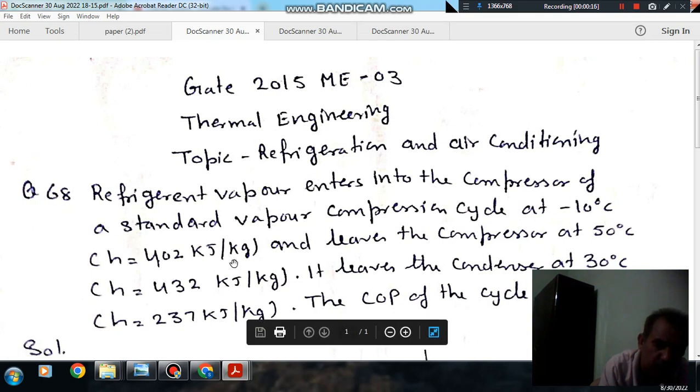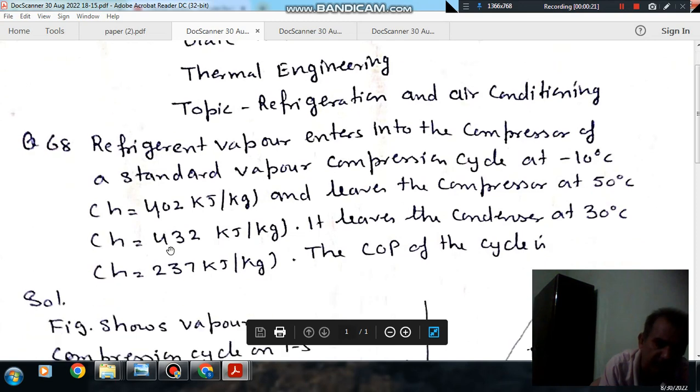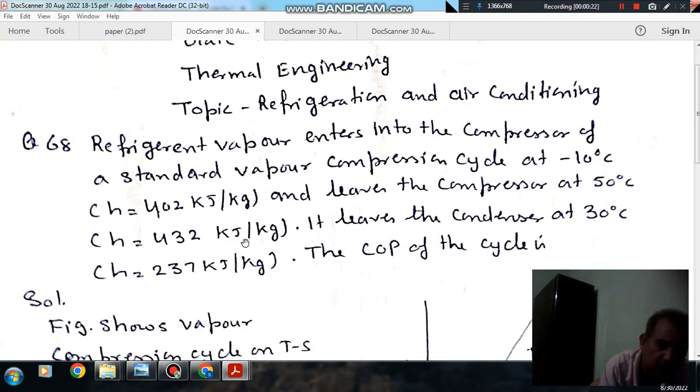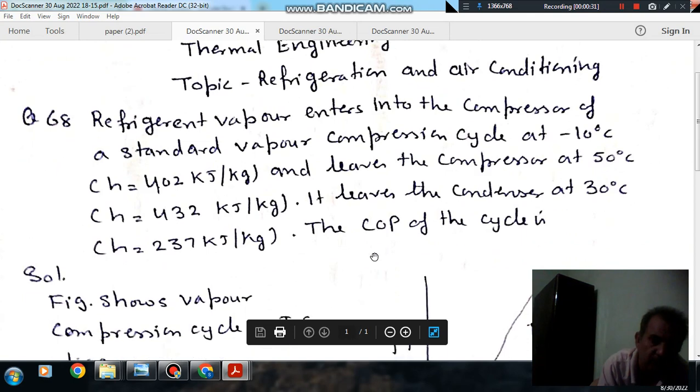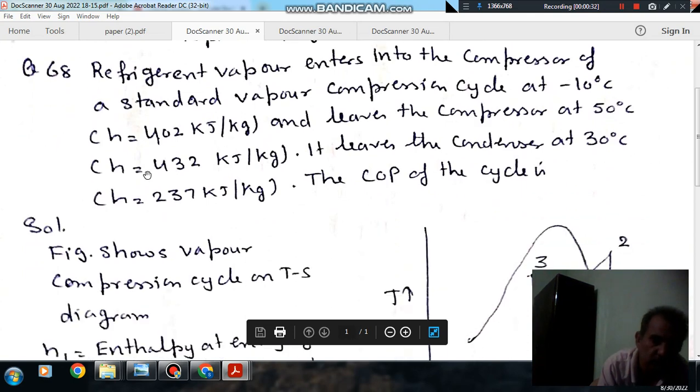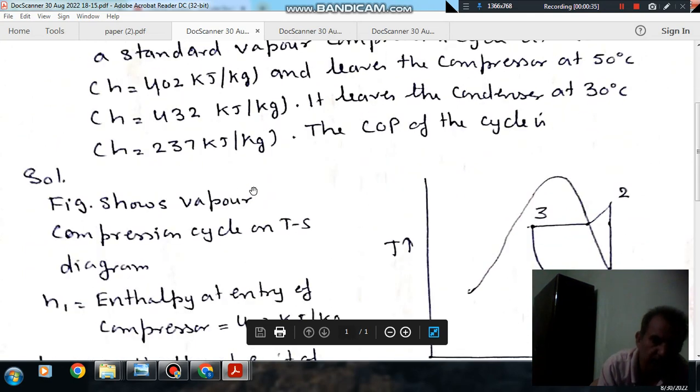H is equal to 402 kilojoules per kilogram, and leaves the compressor at 50 degrees Celsius, H is equal to 432 kilojoules per kilogram. It leaves the condenser at 30 degrees Celsius, H is equal to 237 kilojoules per kilogram. The COP of the cycle is? So we have to find out the COP.